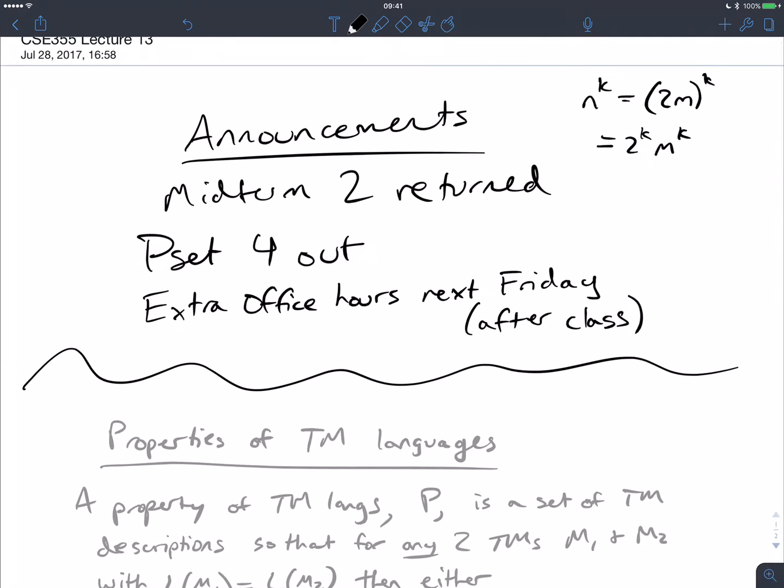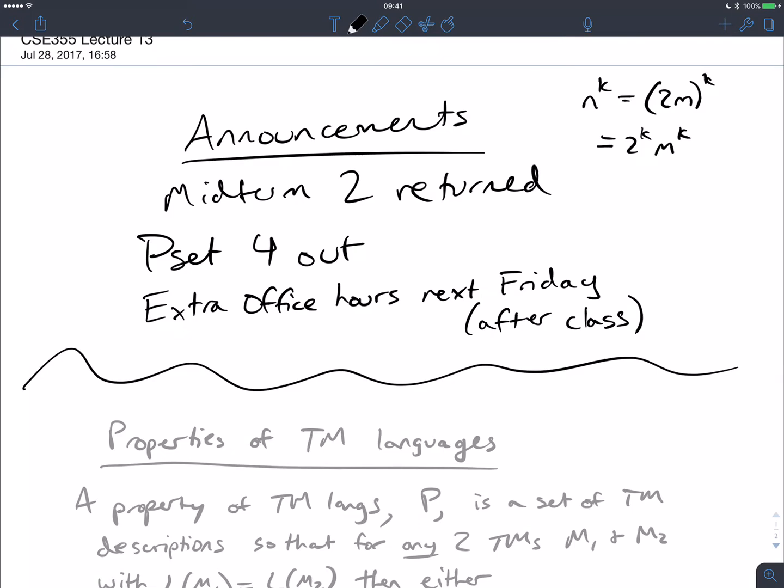Any questions about P set 4? Okay, since the last Wednesday is the final exam, and obviously there's no reason for me to hold office hours, I'm going to hold extra office hours next Friday. So not just Monday and Wednesday, the next week is going to be Monday, Wednesday, Friday, Monday for office hours.